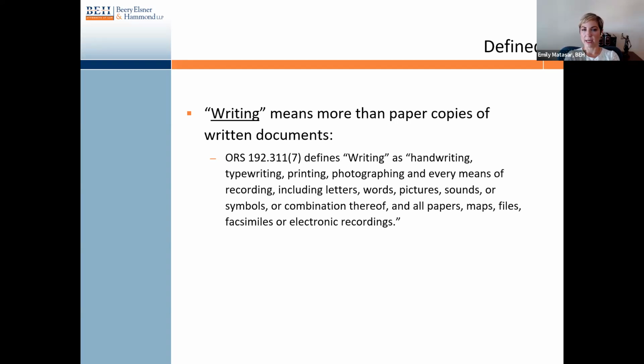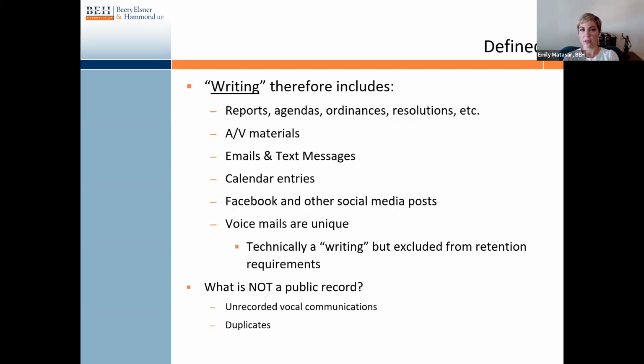So what is a writing? Well, it means more than just what we think of as a writing, paper copies of written text. The statute defines writing as handwriting, typewriting, printing, photographing, and every means of recording, including letters, words, pictures, sounds, or symbols, or combination thereof, and all papers, maps, files, facsimiles, or electronic recordings. So that includes what we typically imagine to be public records: reports, agendas, ordinances, resolutions, etc.